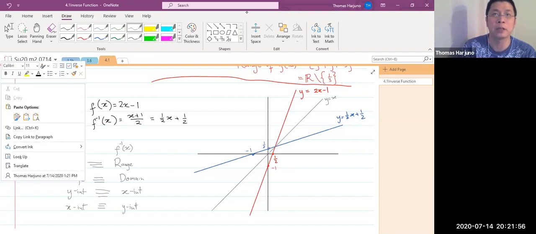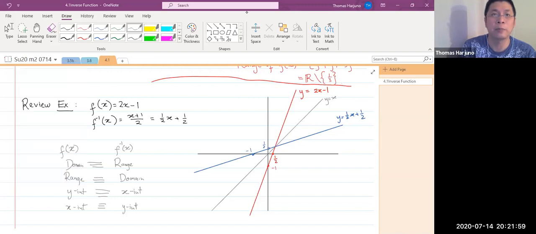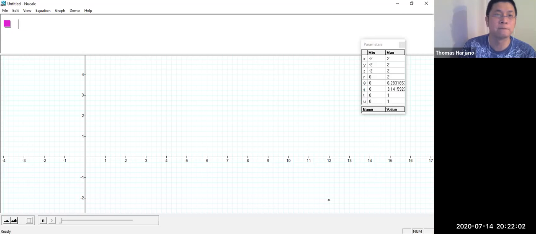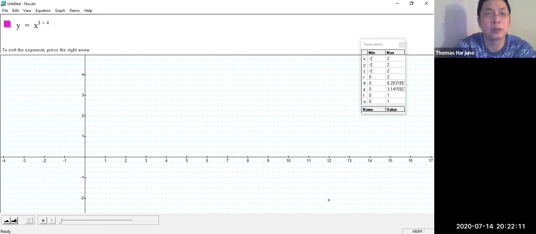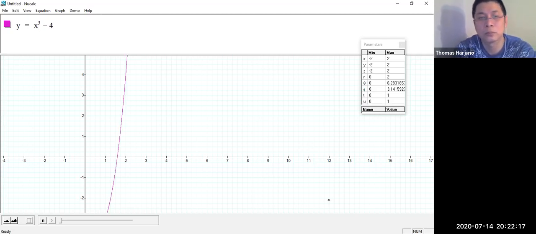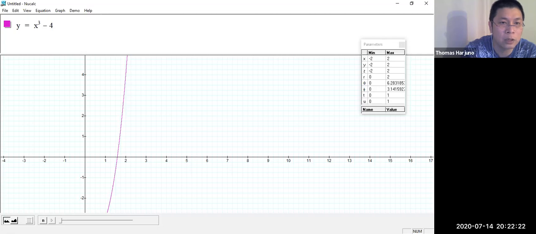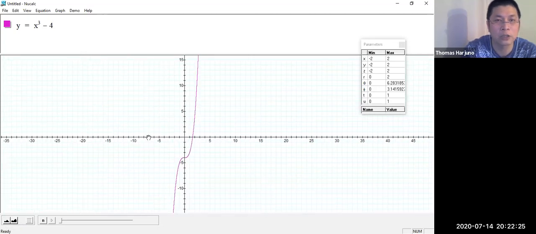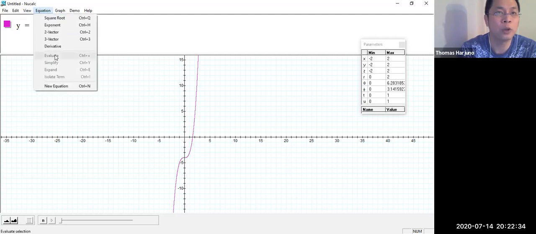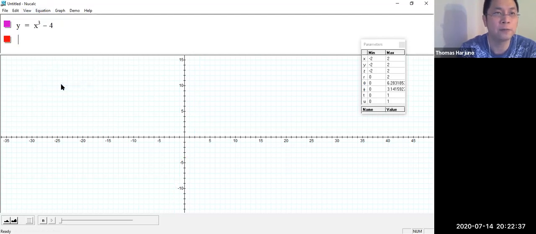Let's say, for example, let's take a look on our graphing software. Okay, suppose we have y equals x cubed minus 4. Let me zoom it out a little bit. Okay, now that's what x cubed minus 4 looks like. Now you try to find the inverse function. But once you find the inverse function, you will see that the graph looks like this.